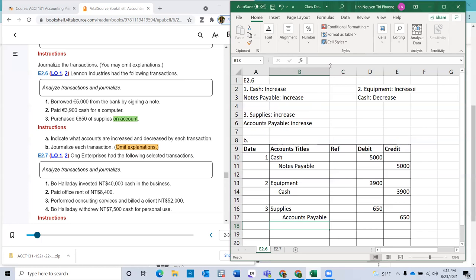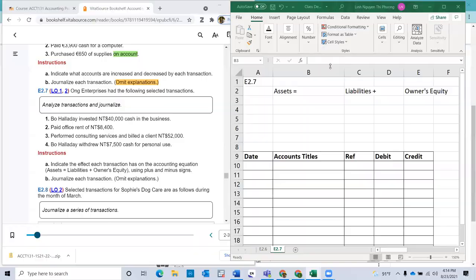Okay, let's do the next one. Next one, we will do exercise 2.7. Exercise 2.7 says, Bo Holiday Enterprises had the following selected transactions, 1, 2, 3, 4. Instructions, A, indicate the effect each transaction has on the accounting equation, assets equal to liabilities plus owner's equity, using plus and minus signs. So we're going to do this one now.